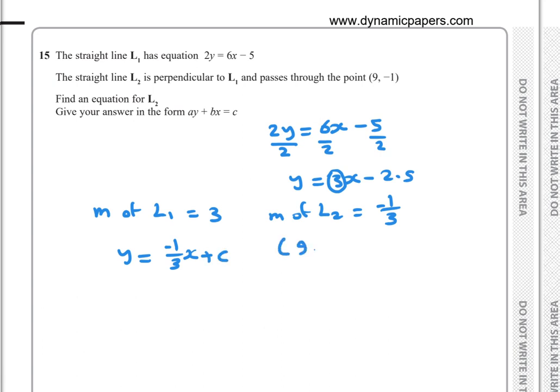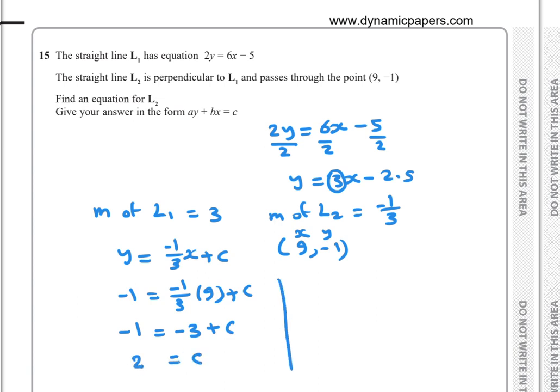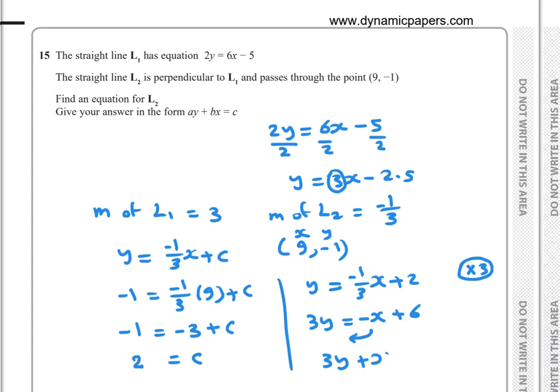This line passes through the point (9, negative 1). Now substitute x equals 9, y equals negative 1. So negative 1 equals negative 1 over 3 times 9 plus c. So negative 1 equals negative 3 plus c. So c equals 2. Now the equation of the line will be y equals negative 1 over 3 x plus 2. Multiply by 3 to eliminate the fraction. So you have 3y equals negative x plus 6. Now transpose negative x to the other side, so 3y plus x equals 6.